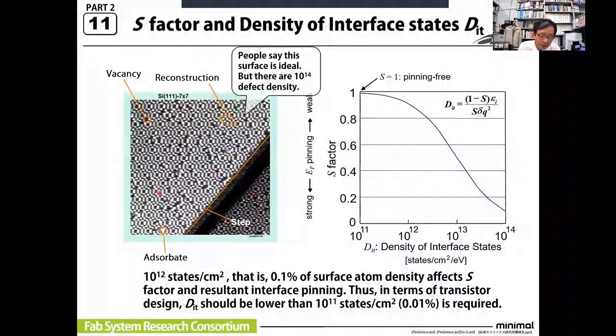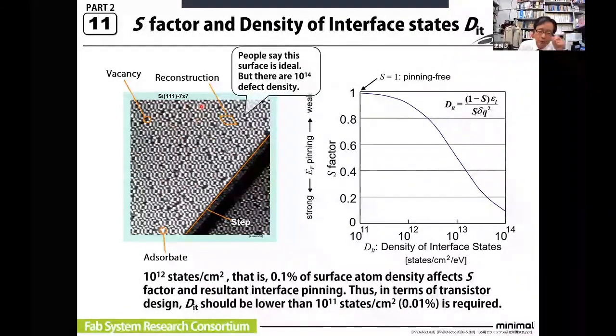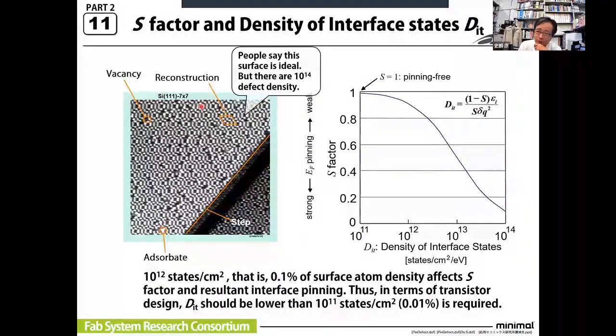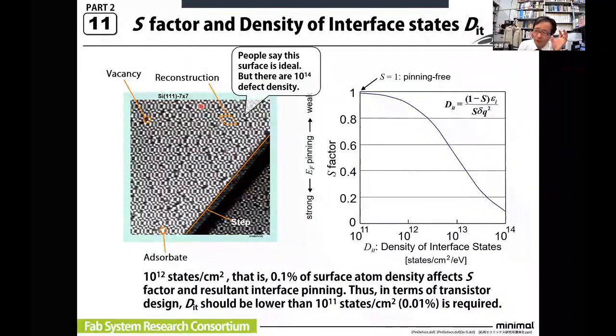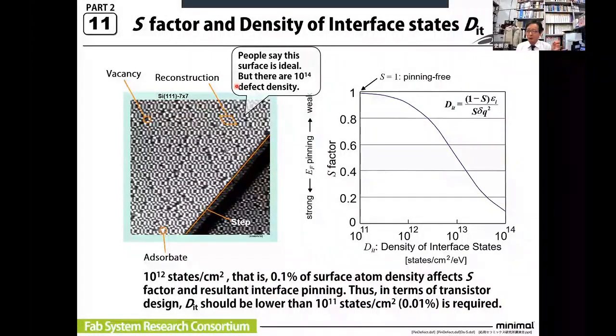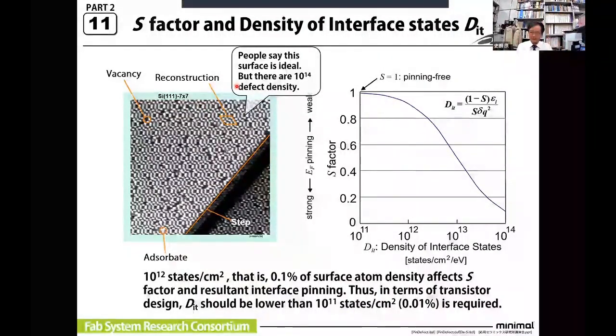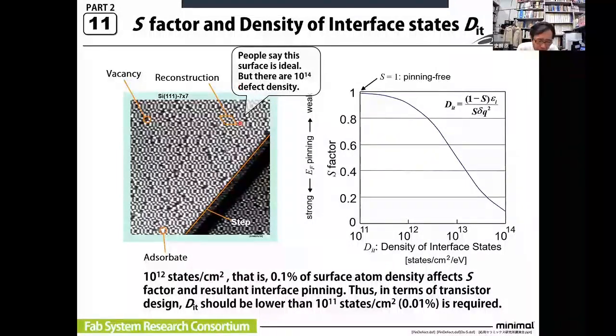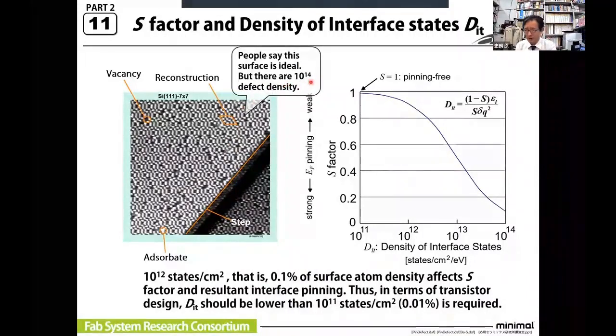So let's look at the left hand side image. This is called a super clean silicon surface. It is called silicon 111. The reconstruction is 7x7 size. And we surface scientists call this a very clean, ultra clean surface. But please look at this. There are many defects, adatoms, vacancies, etc. The density is 10 to the 14th, sorry, 14th, unbelievable. This is not actually ideal. This is a very dirty surface.